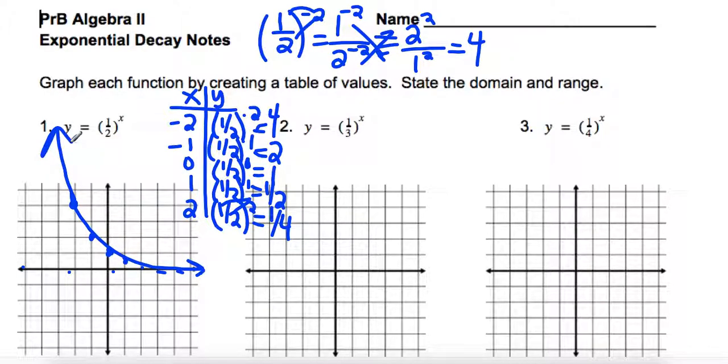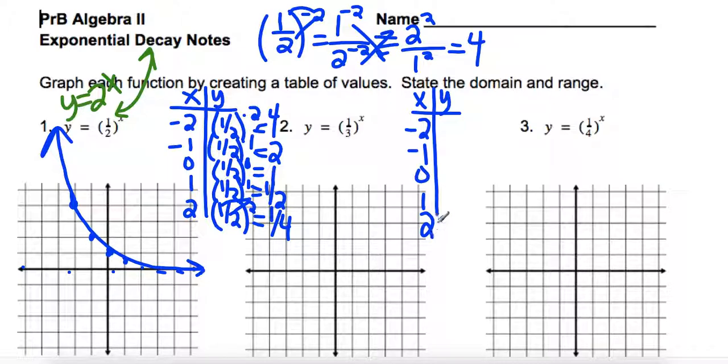This should look really, really familiar because when we did y equals 2 to the x last week, this graph was going the opposite direction. Remember? Y equals 2 to the x, the graph looked like this. Okay. All right, so let's take a look at the next one. Y equals 1/3 to the x. We're going to do the same thing, set up our table of values.